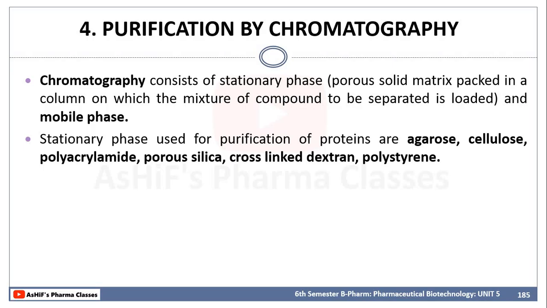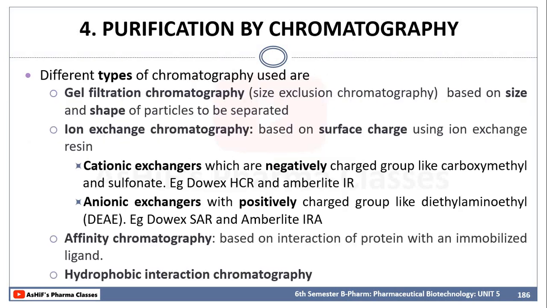There are different types of chromatographic techniques. Basically there will be a stationary phase and a mobile phase. So we can use different kinds of stationary phase like agarose, cellulose, polyacrylamide, porous silica, cross-linked dextran, polystyrene, and we can go for different types of chromatographic technique based on their separation procedure.